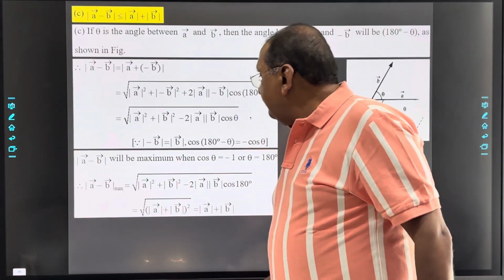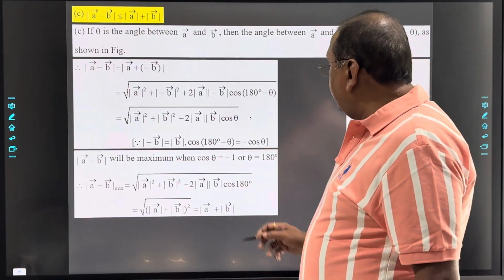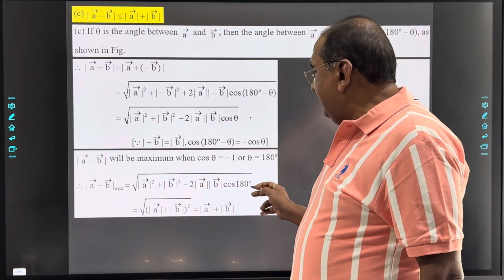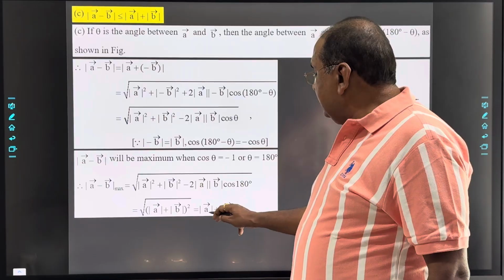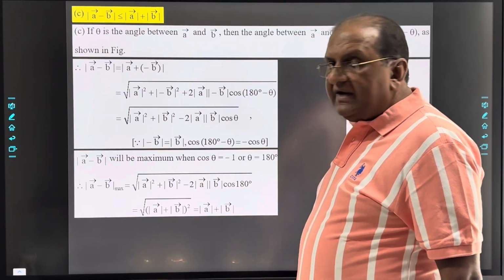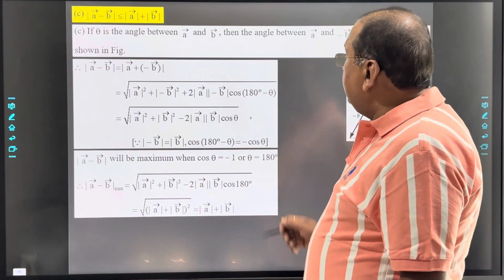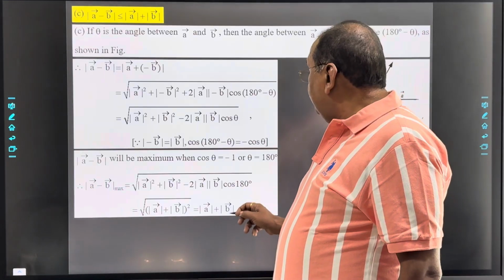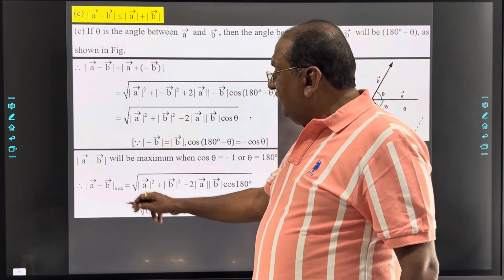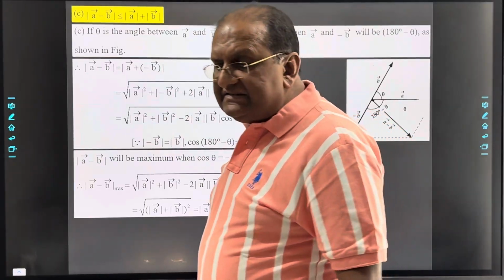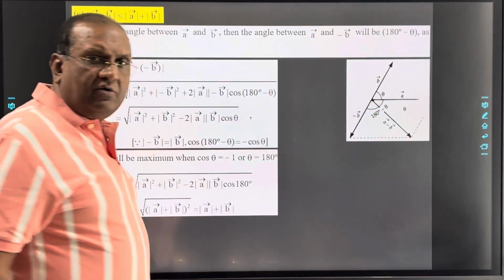It implies that for any other value of theta, magnitude a minus b will be less than magnitude a plus magnitude b. And here we can see that for theta equal to 180 degrees, the equality sign is applicable. Clear to all of you?